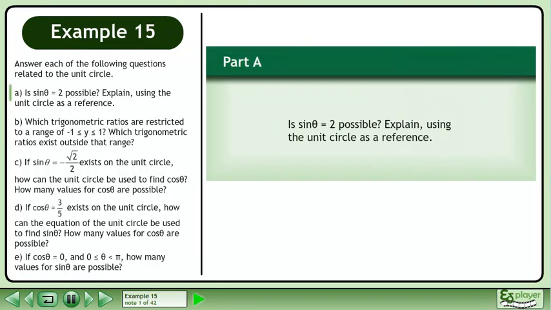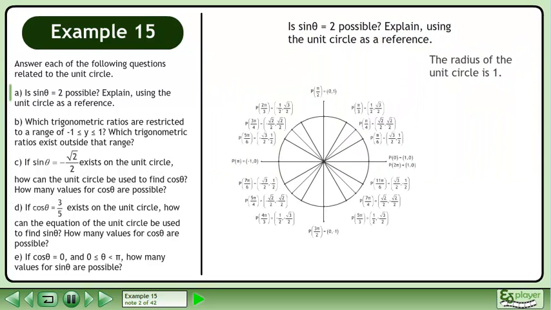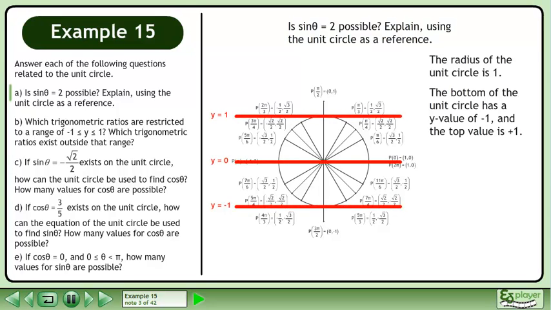Answer each of the following questions related to the unit circle. In Part A, is sine theta equals 2 possible? Explain using the unit circle as a reference. The radius of the unit circle is 1. The bottom of the unit circle has a y value of -1, and the top value is +1.